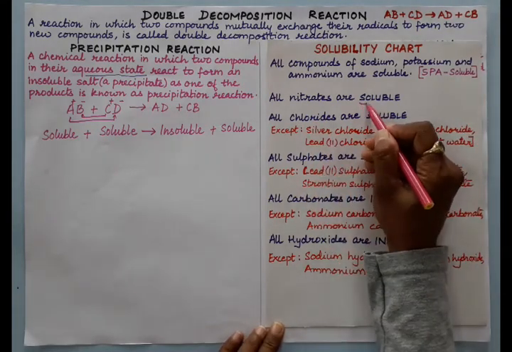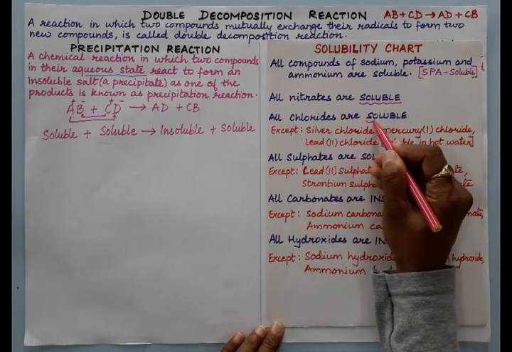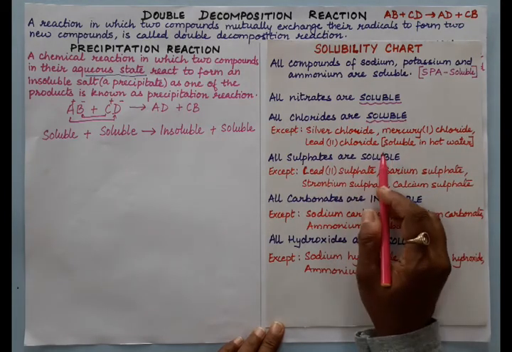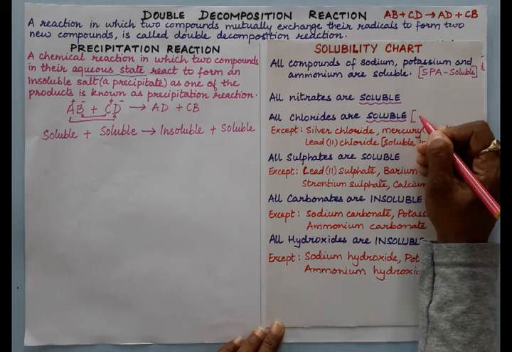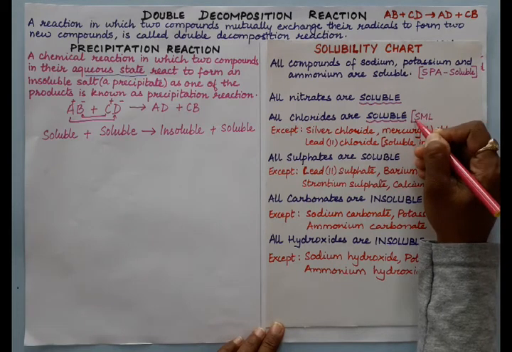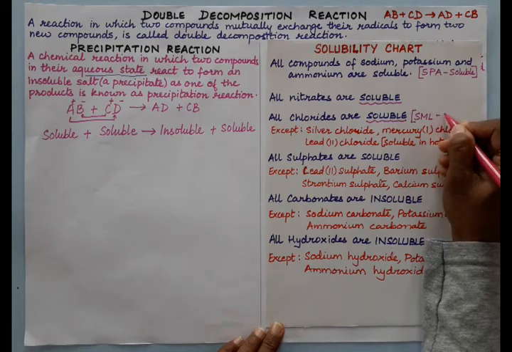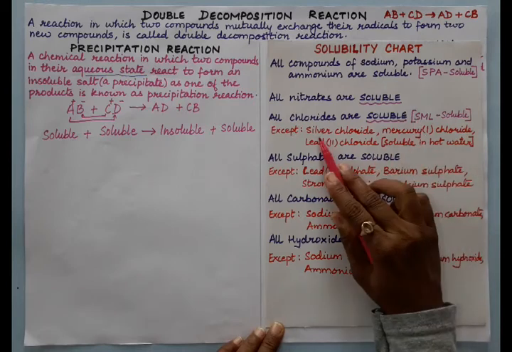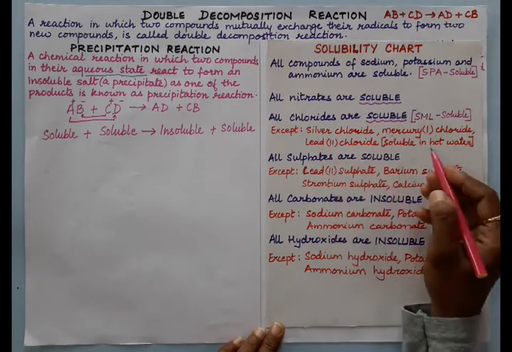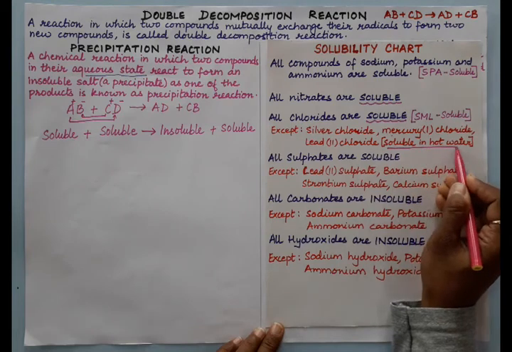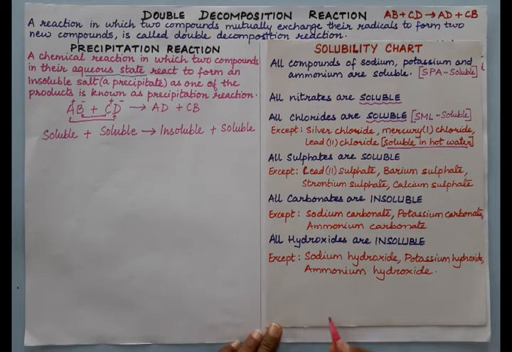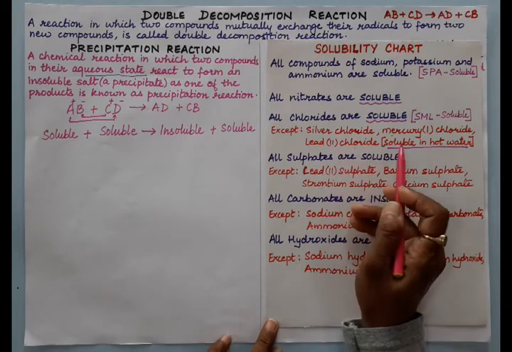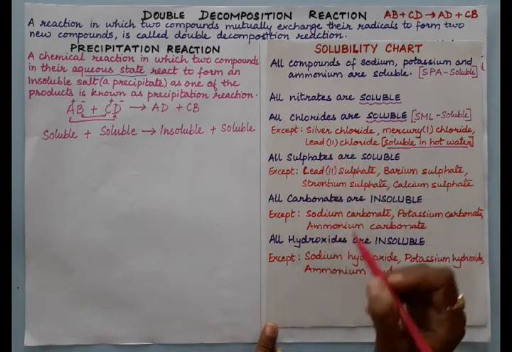All nitrates are soluble. All chlorides are soluble except silver chloride, mercury 1 chloride and lead 2 chloride. Now to remember this, let us remember SML. So SML: silver chloride, mercury 1 chloride and lead 2 chloride are insoluble. So if you remember this in shortcut, S silver, M mercury and L lead. And lead 2 chloride is soluble in hot water and insoluble in cold water. So this can be asked in the form of an objective type question also. Name a metal chloride which is soluble in hot water and insoluble in cold water, that is lead 2 chloride.